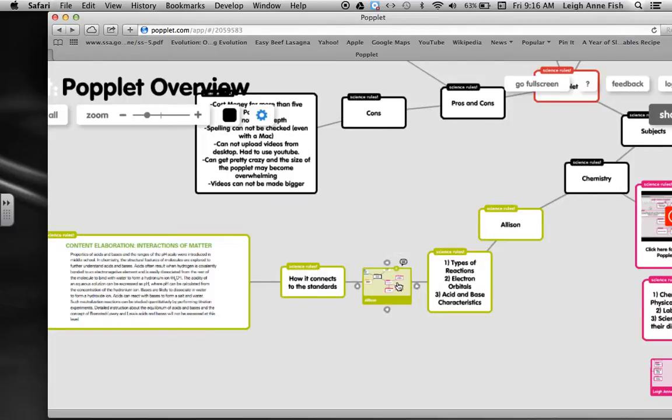But I do like that you can embed photos and videos, except your videos cannot be full screen, which is kind of difficult. But apart from that, it's a good resource. I think it's meant for kind of younger kids, but I wouldn't be opposed to using it in some way during my teaching.